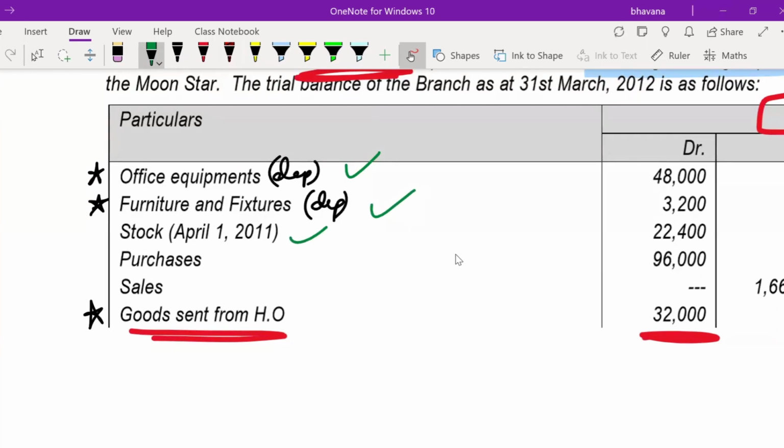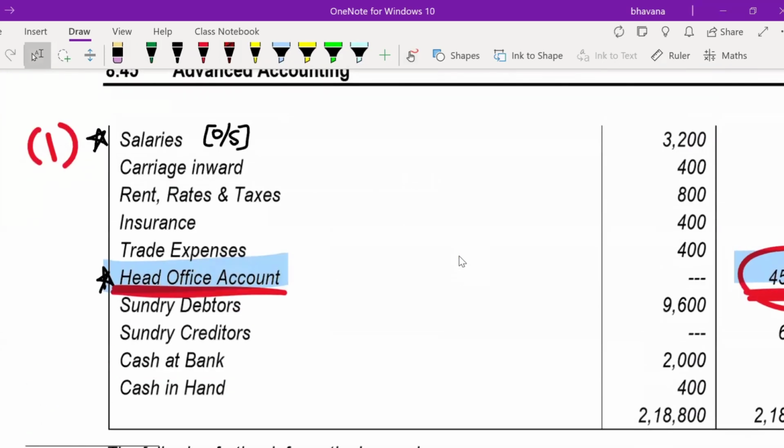Opening stock, opening rate. Sales, purchases, goods in from head office: all these are related to the trading account. Just ignore this one, here they have directly given it to us. Purchase and sales are related to the trading account, so you will use the average rate. Goods sent from head office, directly in the question itself they have given you the conversion.